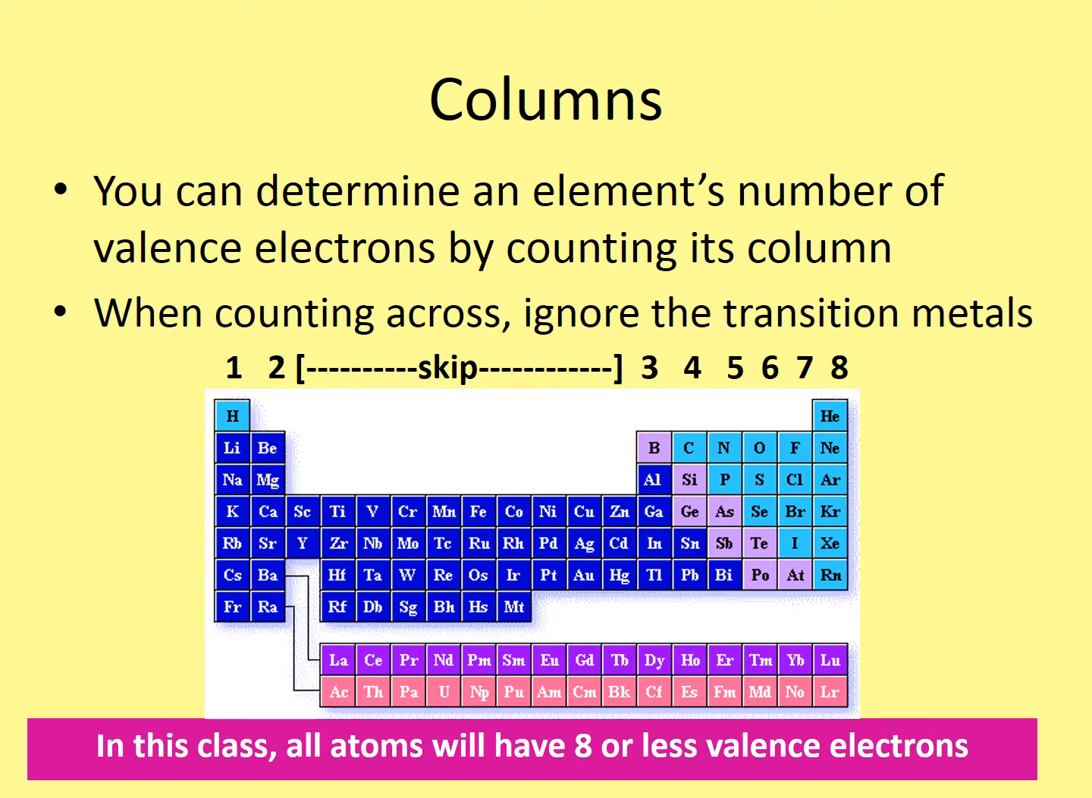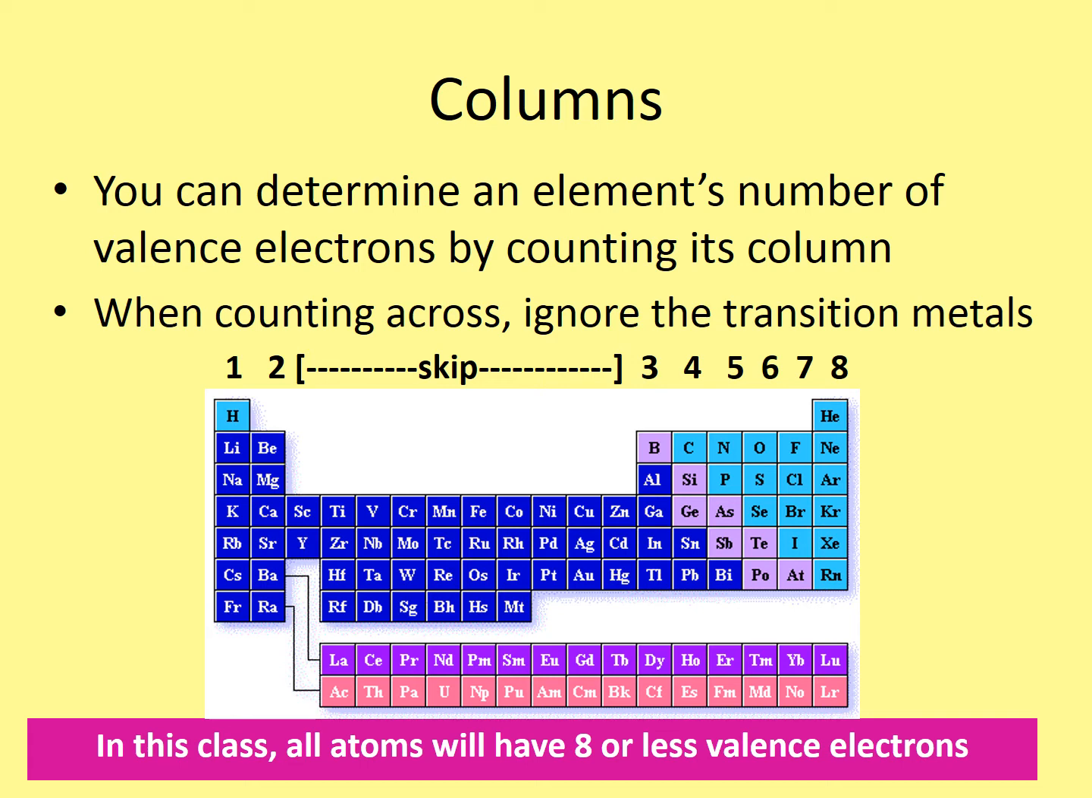Well, how am I supposed to know how many valence electrons something has? The good news is that is the significance of the columns. That's why certain elements are in certain columns. So when I need to know how many valence electrons an element has, I just go to the periodic table, I find what column it's in, and then that's how many it has.